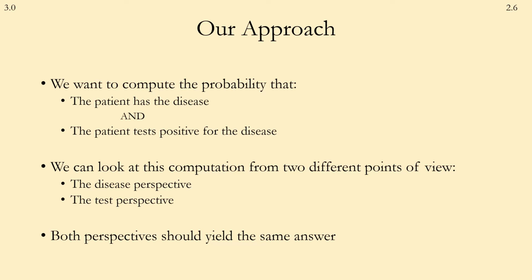Our approach is going to be to do it all with words that everybody can understand, and to not introduce new concepts at this point. So here's what we're going to do. We're going to compute the probability that the patient has the disease and tests positive for the disease. And we're going to examine that question from 2 different points of view: the point of view of the disease and the point of view of the test. Both of these different points of view reflect the same underlying reality. So whatever answer we get from the disease perspective, we ought to get the same answer from the test perspective. And we're going to use that fact to demonstrate, or derive, if you will, the Bayesian update formula.